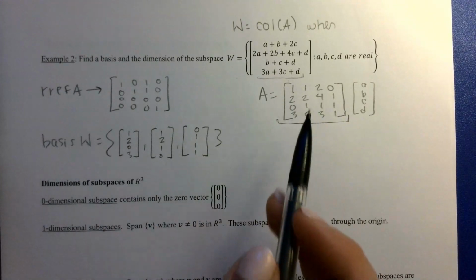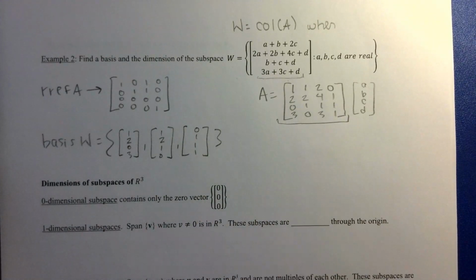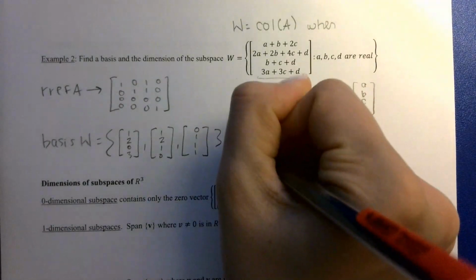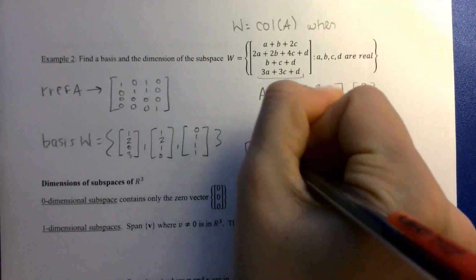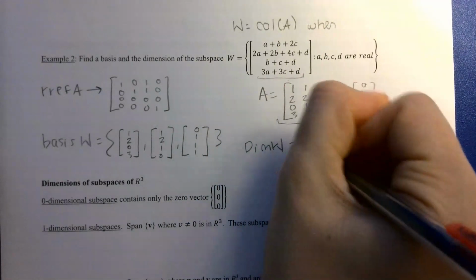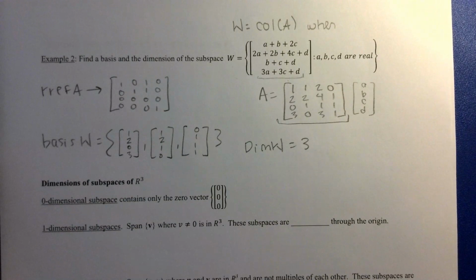Well, a basis for the column space, you go back to the original vectors here. The null space, totally different. Okay, so there's the basis, and then we want to know what is the dimension. So the dimension of W is 3, because there are 3 vectors in the basis. Okay, not so bad, right?